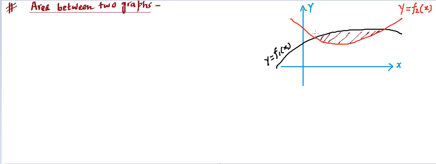So what we need to do is this: we need to first identify what this point is, and we need to identify what this point is. Now we can identify these points very easily. Let's say this point is x1, this point is x2. How to find these x1 and x2? For that matter, if we place x equal to x1 in the first function, and if we place x equal to x1 in the second function, both will give us the same value of y.